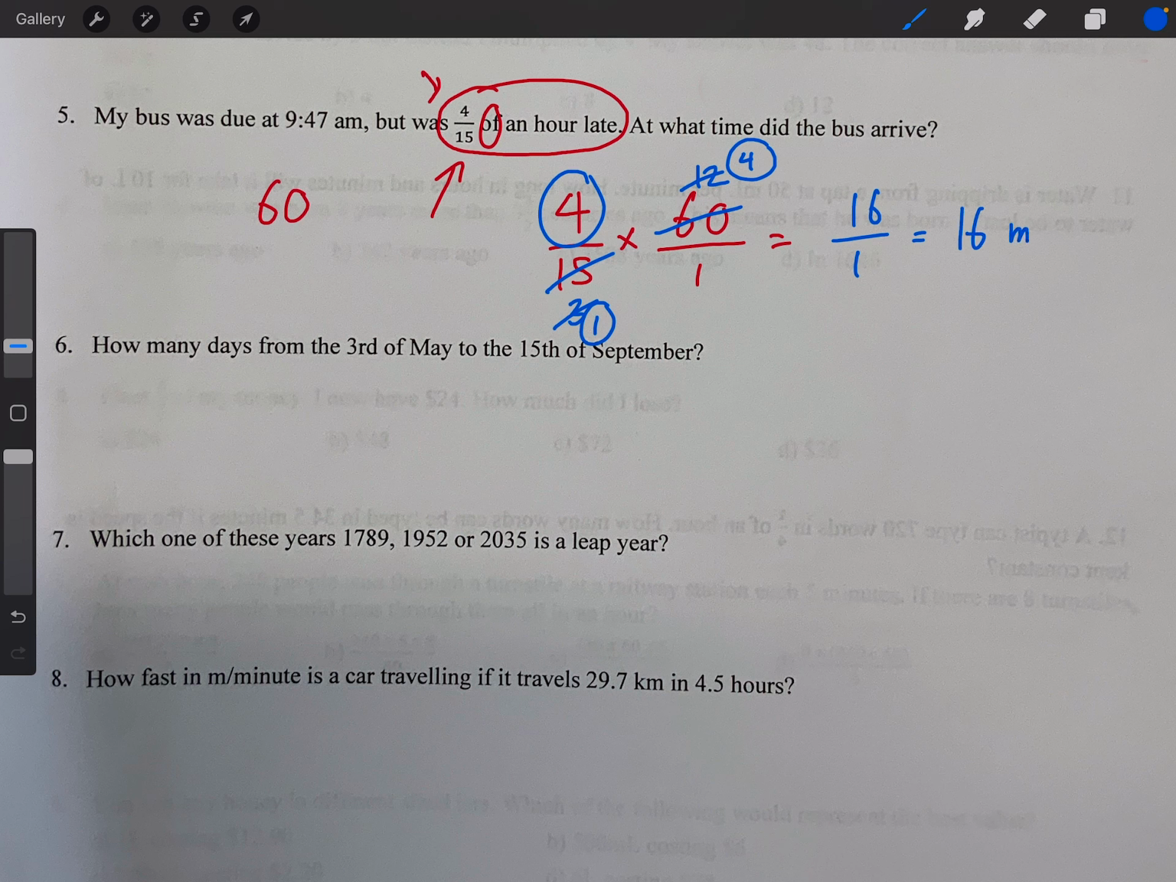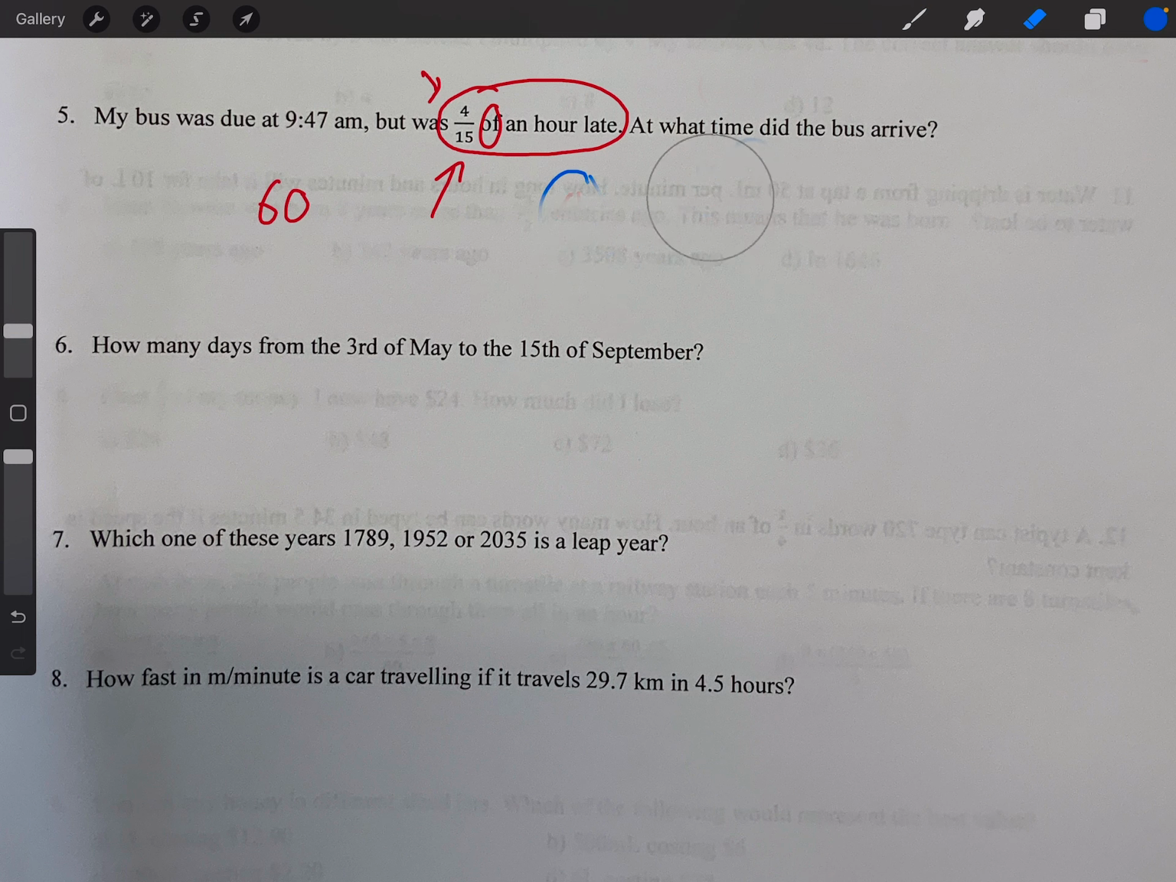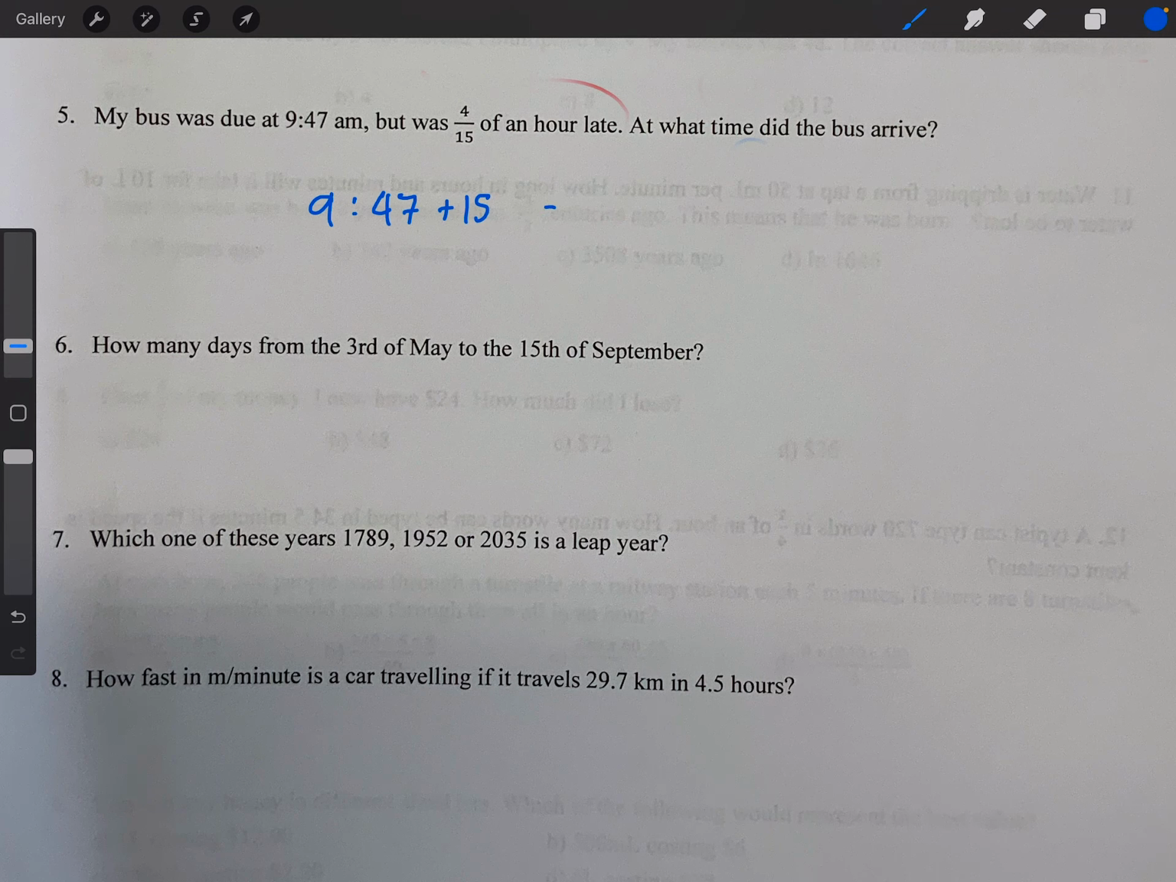And this will be in minutes. Why is it in minutes? Because this 60 is already in minutes. So that means the bus is 16 minutes late. And if you have 9:47, you're going to add 16 minutes. You get the answer there.